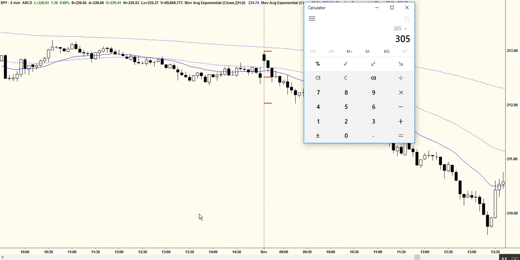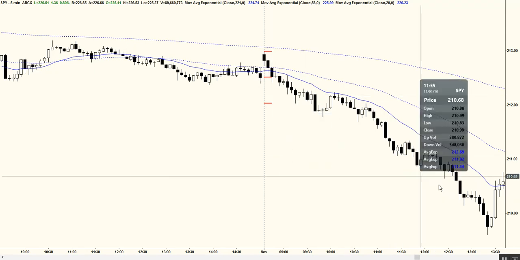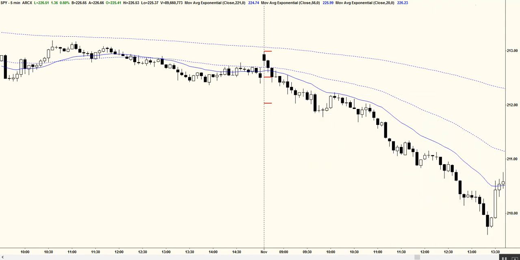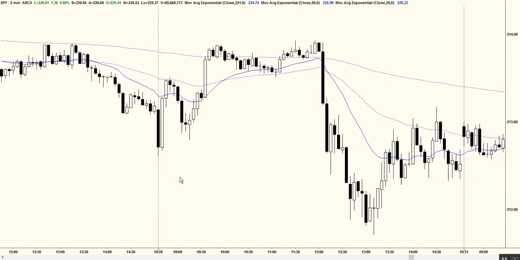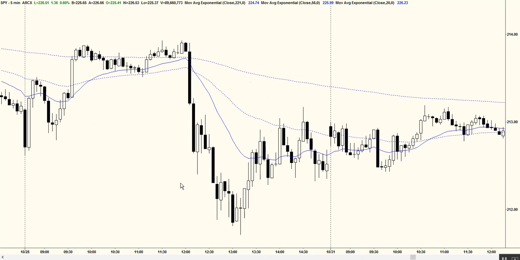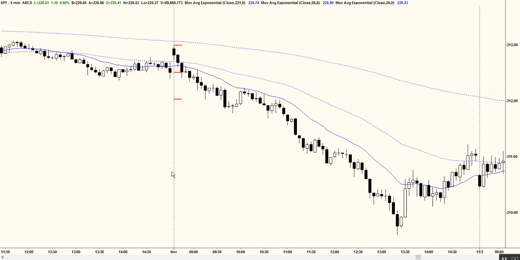Well, so 305 divided by 100. Hang on one second. That was 212.5. Okay, yeah, so sorry about this. So that was $2.55. So anyways, oops, there we go. So same thing as before.